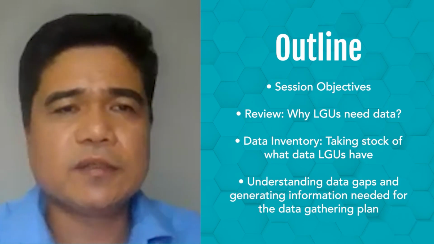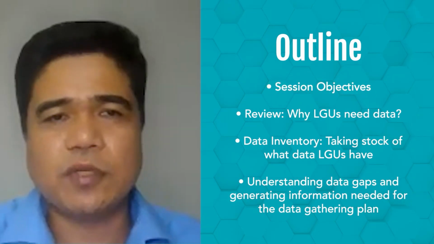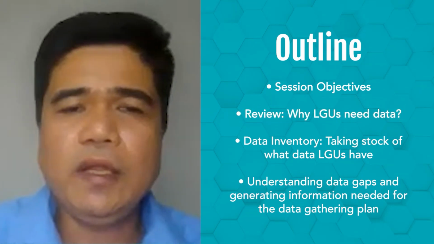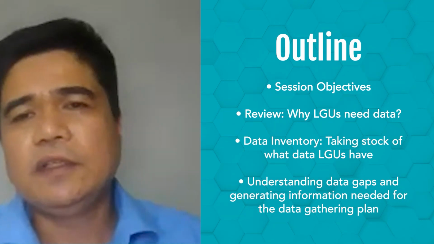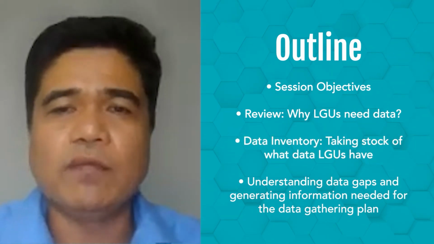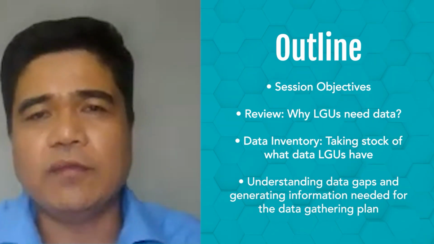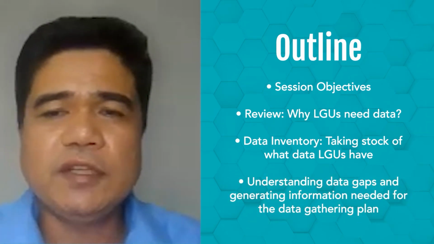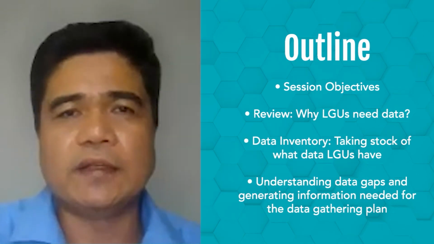The session is divided as follows. The first part is a presentation of the session objectives. The second is a quick review on why local government units need data. While the third is taking stock of what data LGUs have. And lastly, understanding data gaps and generating information needed for the data gathering plan.